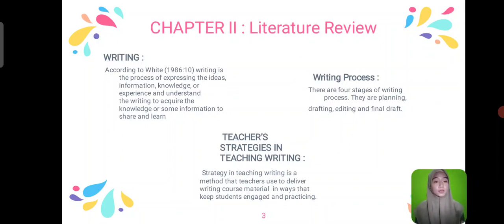Second is teacher strategies in teaching writing. So I put the definition too. Strategy in teaching writing is a method that teachers use to deliver writing course material in ways that keep students engaged and practicing. And last is writing process. There are 4 stages of writing process. There are planning, second one is drafting, third one is editing, and the last is final draft.